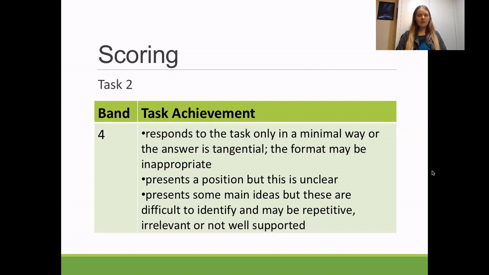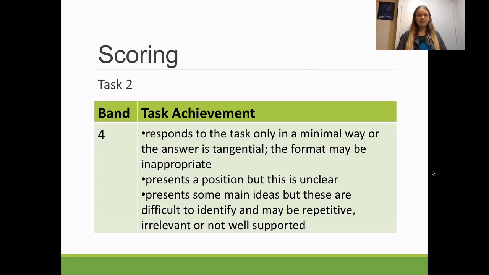Down to a score of 4, so you would be responding to the task in a minimal way, or the answer could be tangential. The format may be inappropriate. So you are not answering the question very well at all. You might have started to, and some part of it might be accurate, but it's not fully answering the question. The answer might go off onto a tangent. So you might start to answer a question, but then you lose focus and you start to talk about something else that isn't really relevant, and your development of the topic would be inappropriate or maybe confusing.